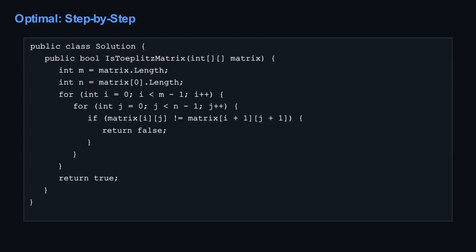Inner iteration 3, col index equals 2. Current cell matrix 1, 2 equals 2. Down right neighbor matrix 2, 3 equals 2. Compare 2 and 2, match, continue. Inner loop ends for row index equals 1. Outer loop ends because row index would become 2, which is not less than row count minus 1, 2. No mismatches were found, so the algorithm returns true.